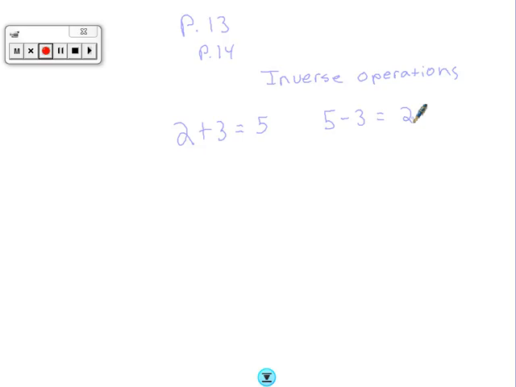So remember, let's pause this for a second. Back to where we were. All right, so those were inverse operations. We can undo a problem. For example, here's another one. 5 times 3 equals 15. And 15 divided by 5 equals 3. Those are inverse operations. I just did the inverse of what I was doing.